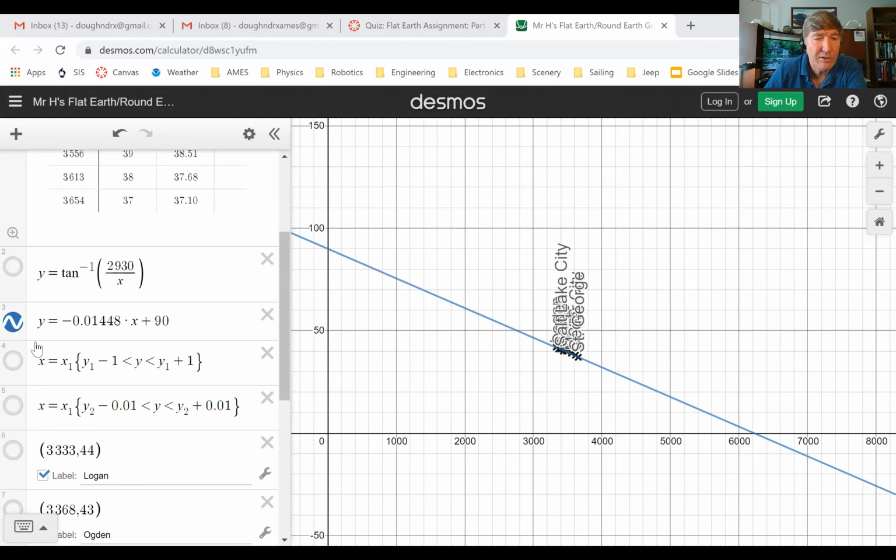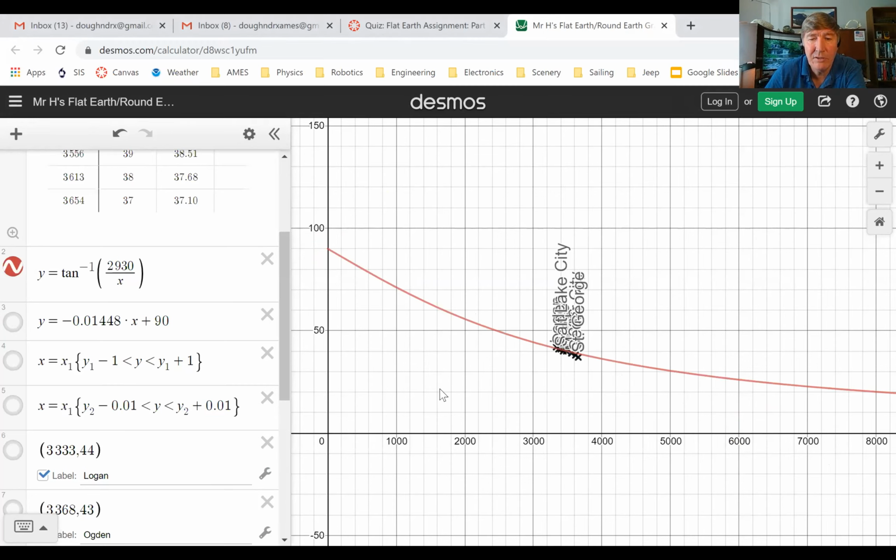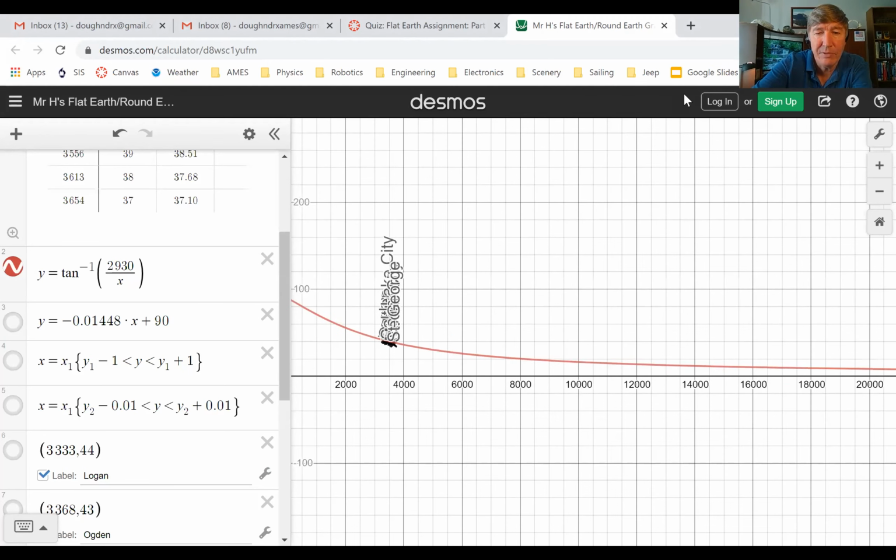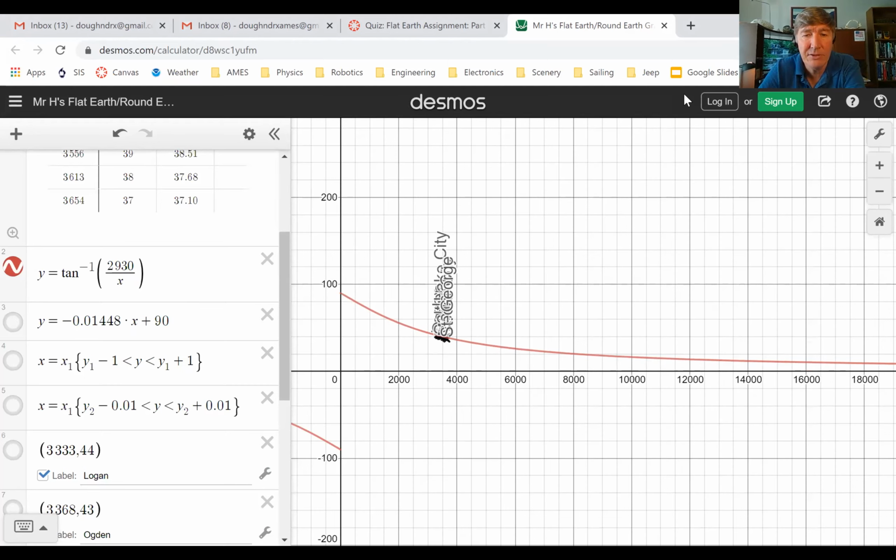Okay, so let's turn that off and let's turn the other equation on. Does that equation look like the flat Earth model is supposed to look? Again, it starts with 0, 90, just like the round one does, but you'll see that it is asymptotic. In fact, I can zoom out a little bit more here. If I zoom out a little bit more, you see, clearly it's asymptotic to the y-axis.